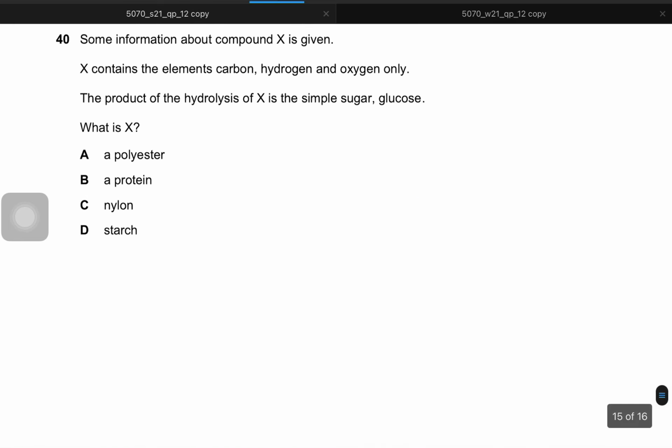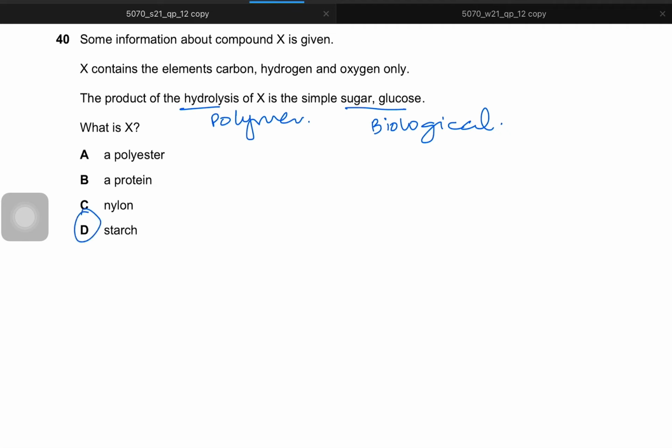Some information about X is given. X contains carbon, hydrogen and oxygen. The product of the hydrolysis of X is simple sugar. So hydrolysis means it's a polymer, and if it's producing glucose, it's a condensation biological polymer. It is biological in nature. It can be starch, it can be glycogen or something of that sort. So it has to be D, because only starch gives glucose on hydrolysis.